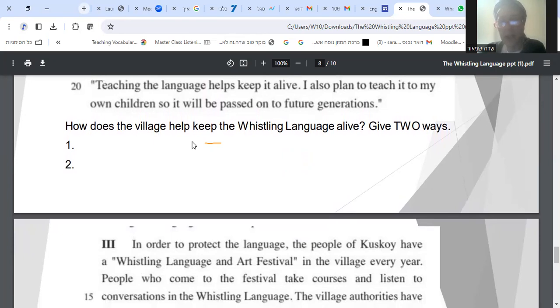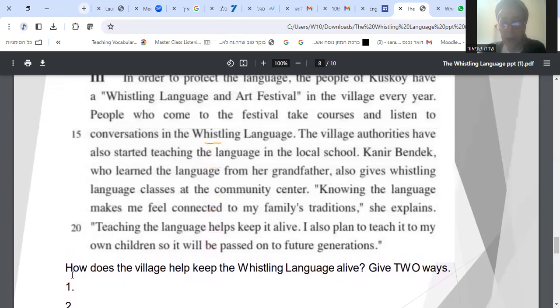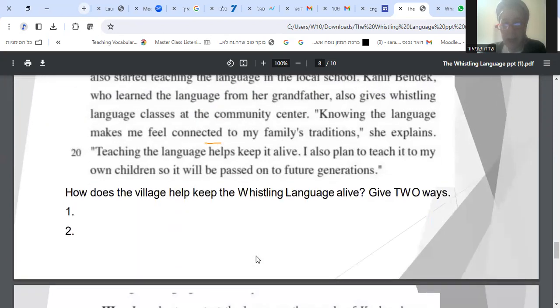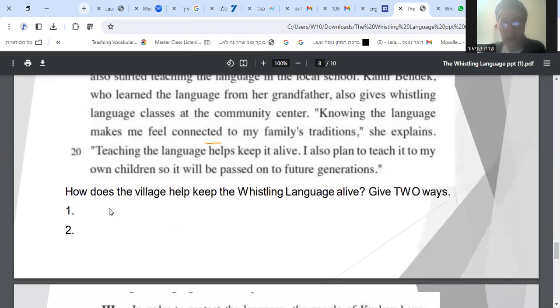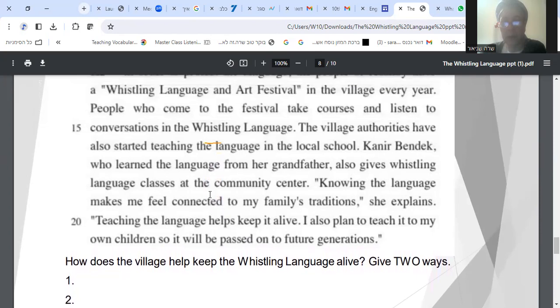So how does the village help keep the whistling language alive? We go back, help keep alive, מחפשים, help keep alive. אנחנו הולכים לזה, בסדר? In order to protect the language, יש helps keeps it alive, teaching the language, נכון? זה ממש כתוב את זה פה, helps keeps it alive, אז זה אפשר לכתוב פה. Teaching the language, נכון? על ידי לימוד, ועל ידי מה עוד?